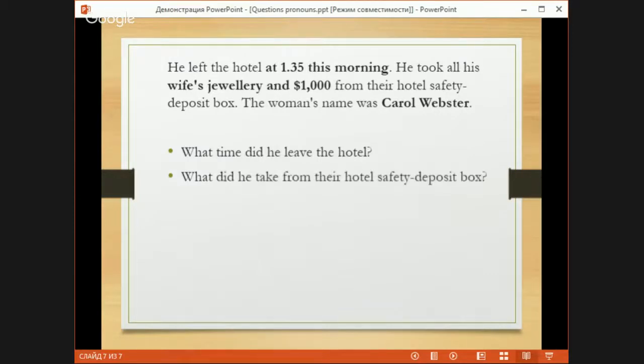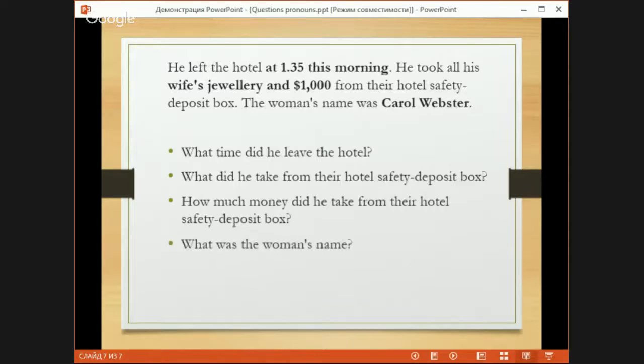This morning. What did he take from the hotel safety deposit box? This is about wife's jewelry. And how much money did he take from the hotel safety deposit box? And the last question, what was the woman's name? That's it.